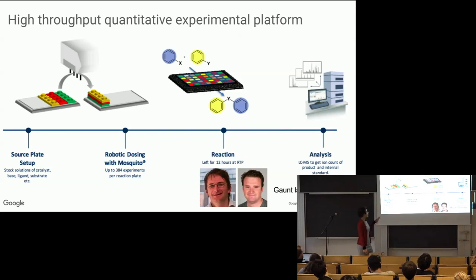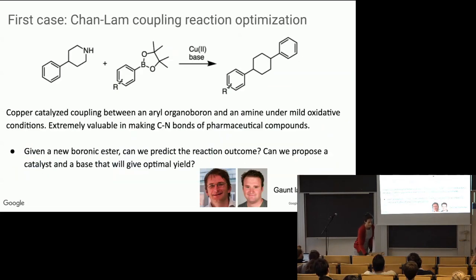Right? So you have this large plate, like a 384-well plate. You put many combinations of components into these wells and then leave it for 12 hours and use something like mass spec or LC-MS in this case to measure how much of your reaction product you obtained. And so we started off by looking at a Chan-Lam coupling reaction.